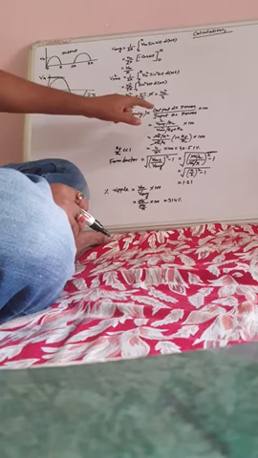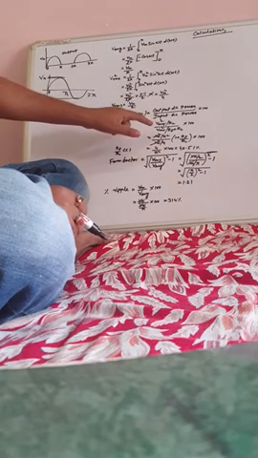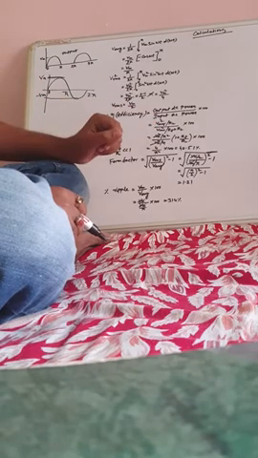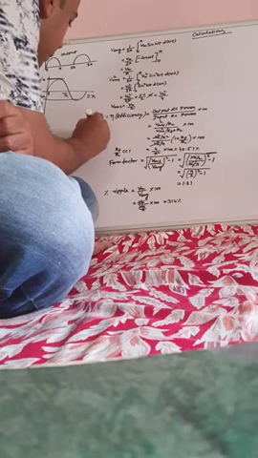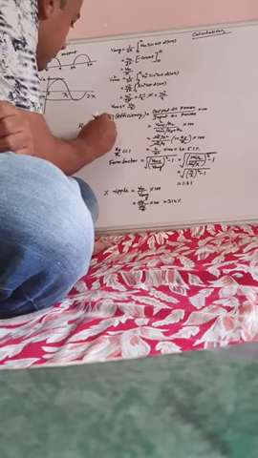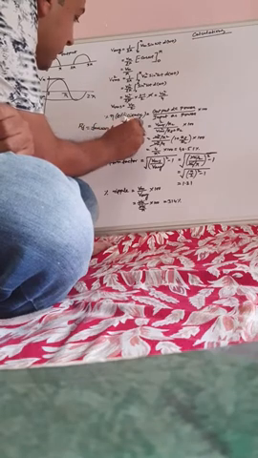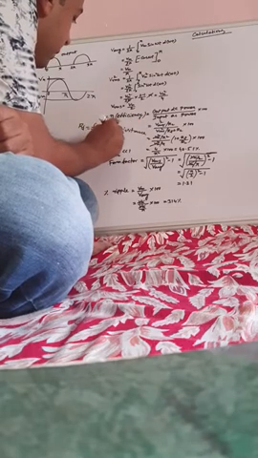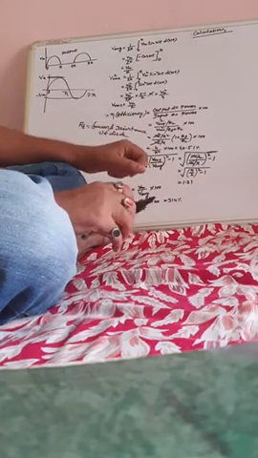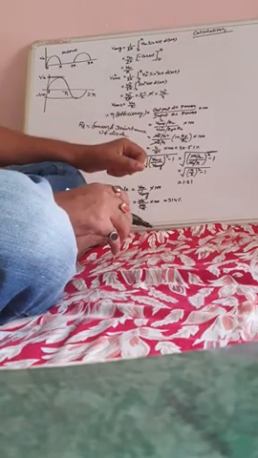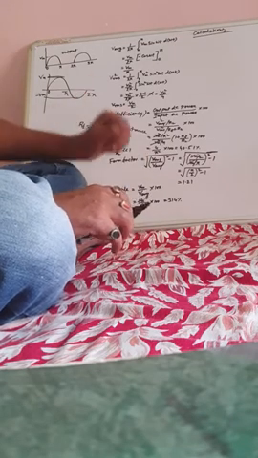So percentage efficiency is output DC power by input AC power into 100. Output DC power is VAVG square by RL. Input AC power is Vrms square divided by RF plus RL. Now RF is the forward resistance of the diode. That means in the forward bias condition, the diode has an internal resistance. This is called the forward resistance of the diode.